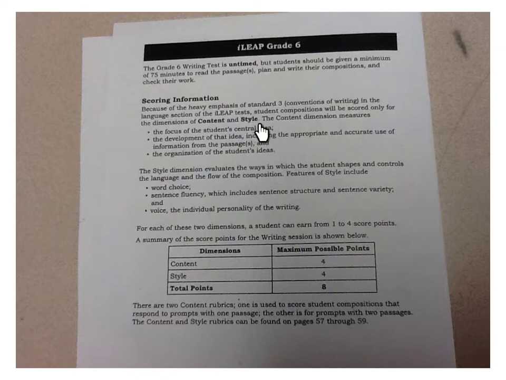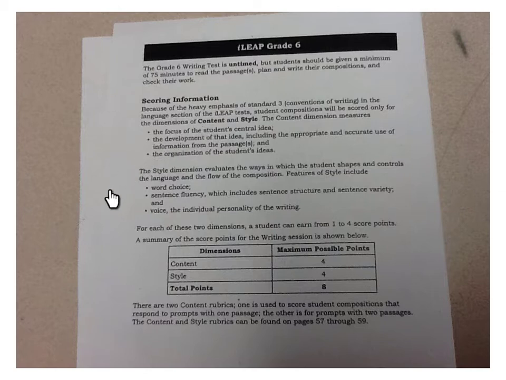But this week we really want to look at the content, and this dimension is measured, focusing on the student's central idea, development of that idea, including an appropriate and accurate use of information from the passages, and of course the organization of student ideas. We'll be building on to the style portion of the rubric in a week or so, but this week we really want to camp out and really learn about what content means and what's expected of us as 6th grade writers.